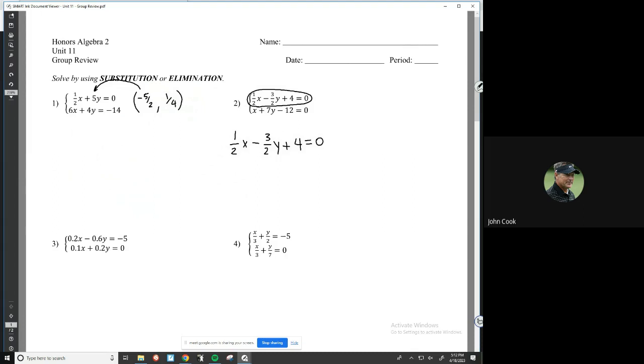So I'm going to take all the other stuff and move it over the other side. So I'm going to add 3/2 of a y over on the other side. So now I've got 3/2 of a y. And then I'm also going to subtract 4 from both sides to get rid of this part over here. So minus 4. All right. And then how do I get rid of that times 1/2 in front of the x? I multiply both sides by 2, right? So if I multiply the left-hand side by 2, I just get x.